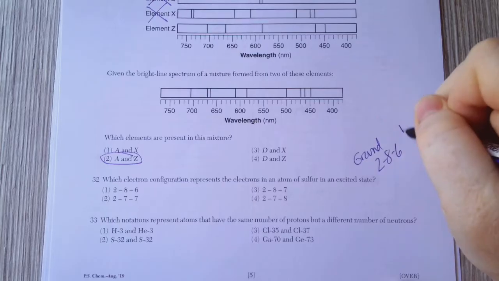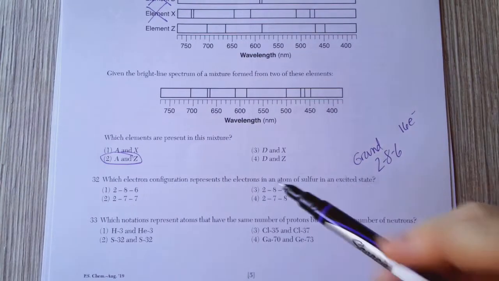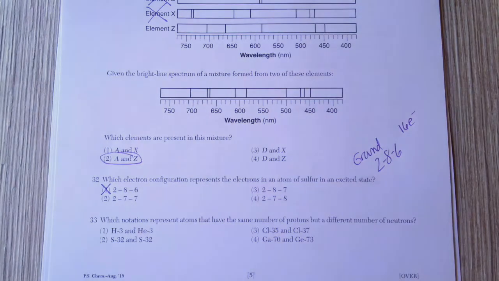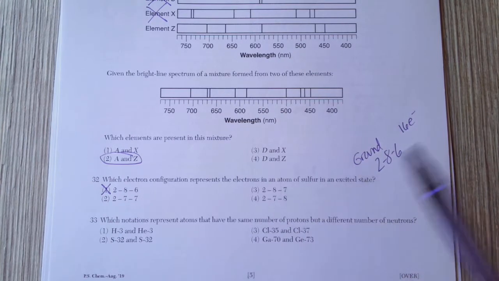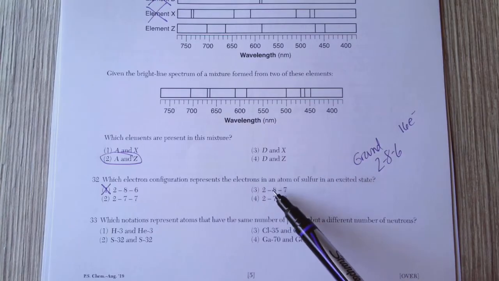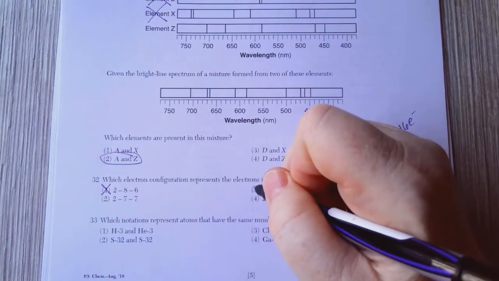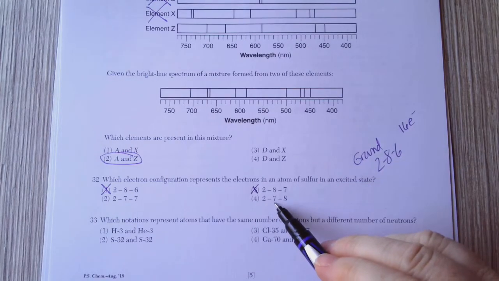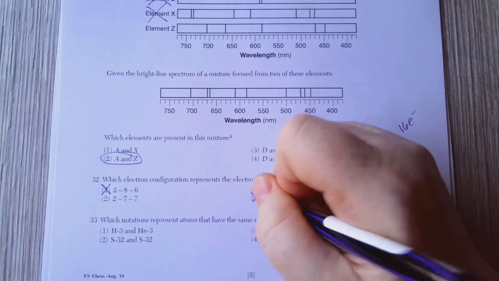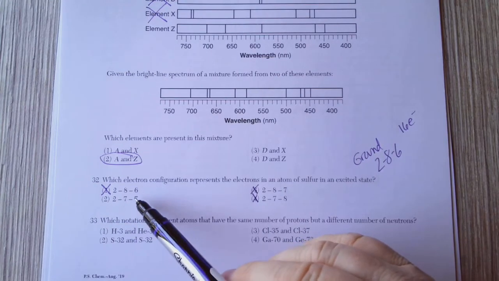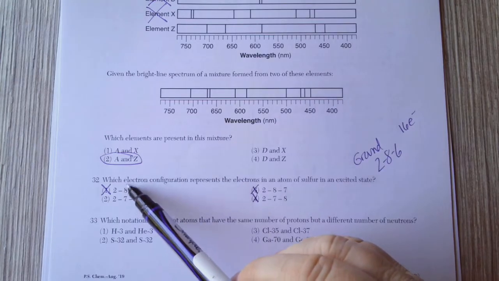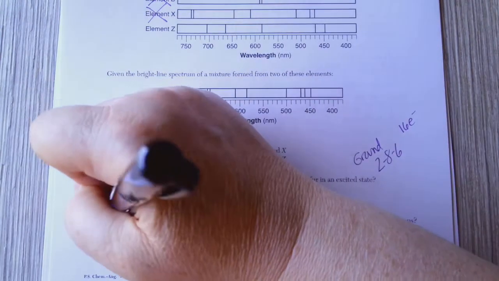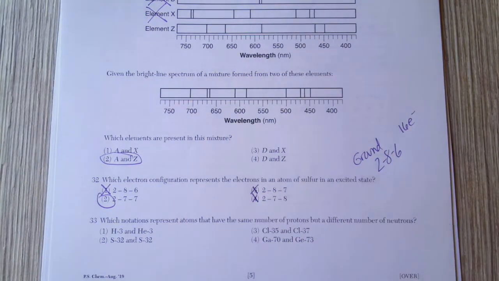If I total those up, that's 16 electrons. So 2-8-6 is wrong because that's ground state. I'm looking for excited state. And what I can usually do now is eliminate based on total electrons. I need 16 electrons. So 2 plus 8 is 10 plus 7 is 17. Wrong. 2 plus 7 is 9 plus 8 is 17. Wrong. 2 plus 7 is 9 plus 6 plus 7 is 16. So what happened is one of these electrons, boop, bumped to a higher energy level. So it's excited state. One electron is higher than it belongs.